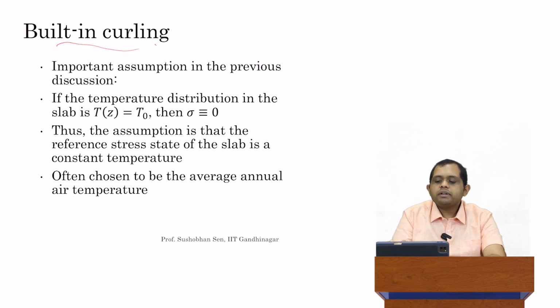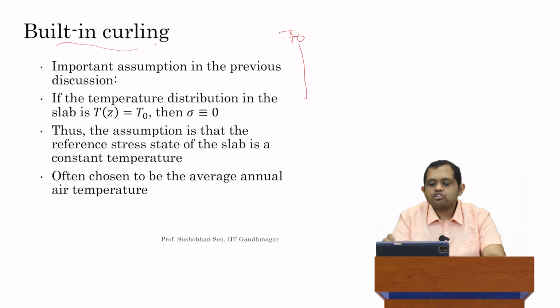If you recall from the previous lecture on temperature distribution, I said that all temperature distribution is relative to some constant reference temperature distribution, T naught. So if the actual pavement temperature was equal to the reference temperature, then my stress is going to be zero. That is a definition of zero stress.